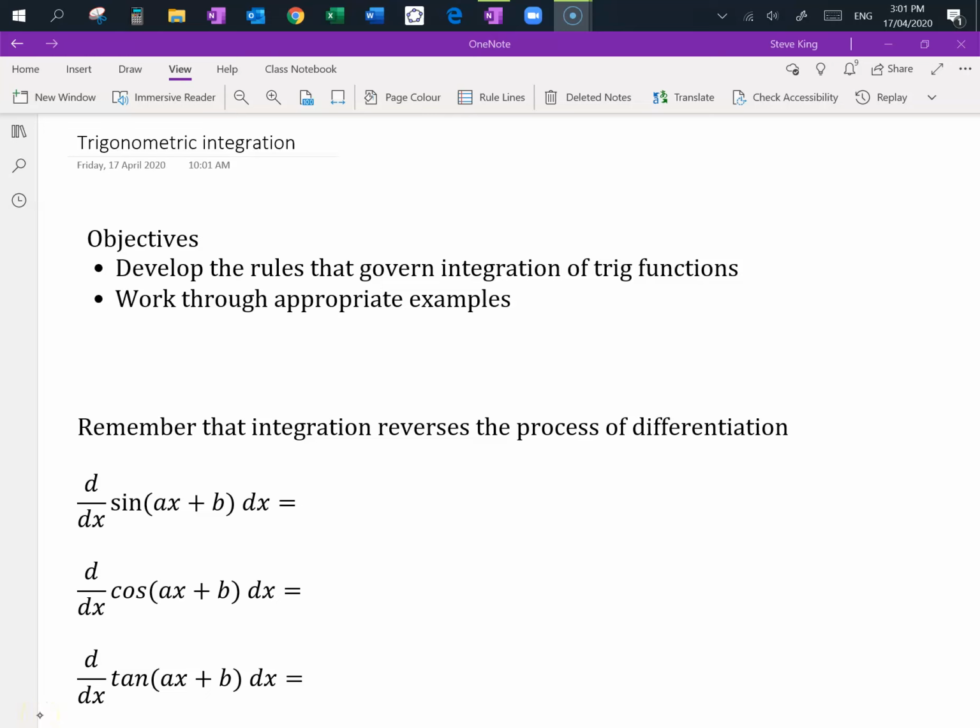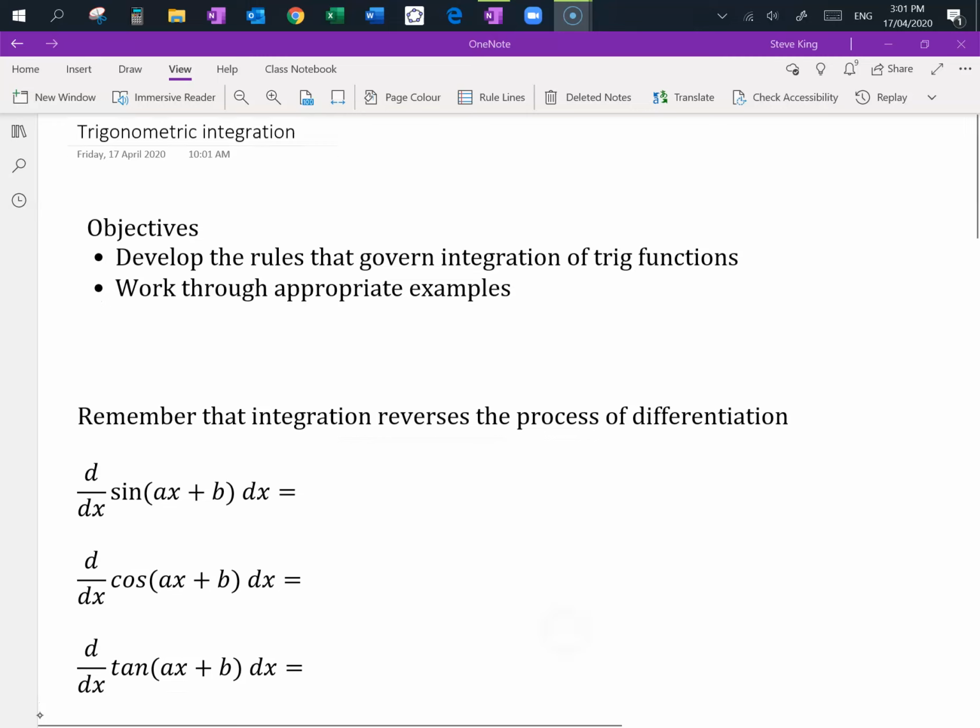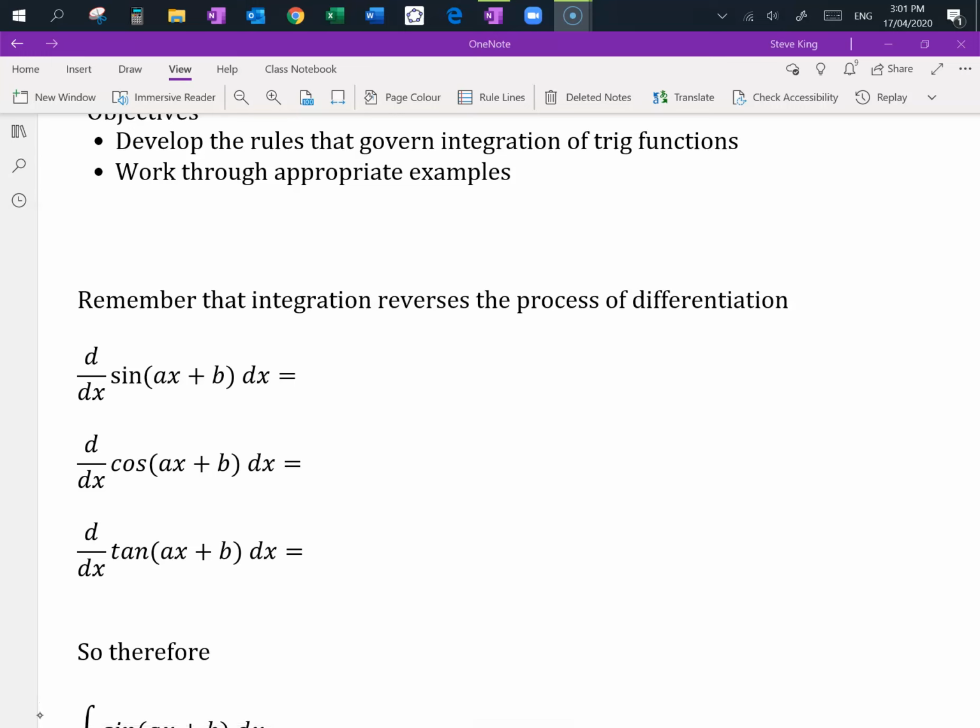Hi, this video is going to be about integrating trigonometric functions, and it should follow the pattern of the other ones that we've been looking at under integration. So we'll start off by just recapping what we did with differentiating trig functions.